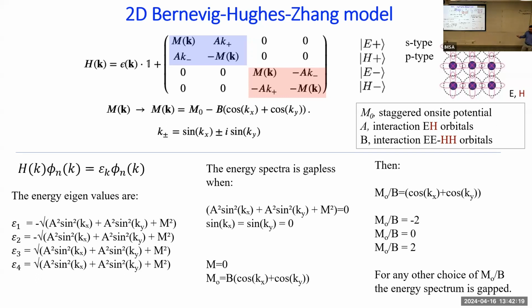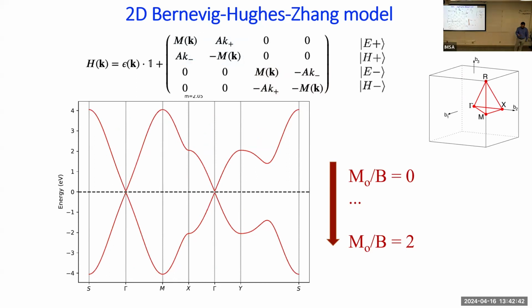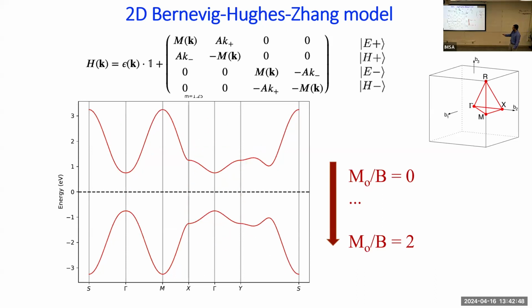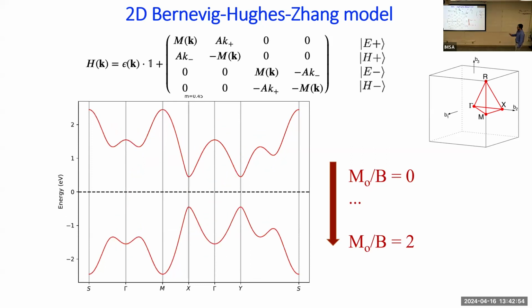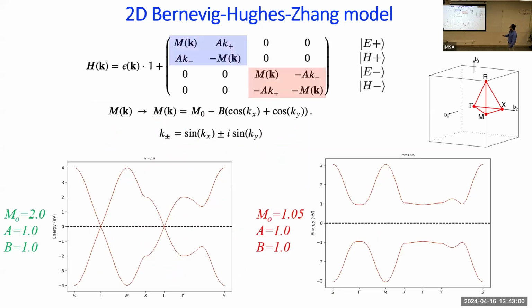And in these cases, for this value, the model predicts the energy spectrum is gapless. Sorry, for any value of m over b the spectrum is gapped, except for these particular points. Okay, we calculate the band structure for different m over b parameters, and we can see that we always have a gapped material, just when we cross m over b equals 0 or m over b equals 2. And this is also the prediction from the theoretical point of view.